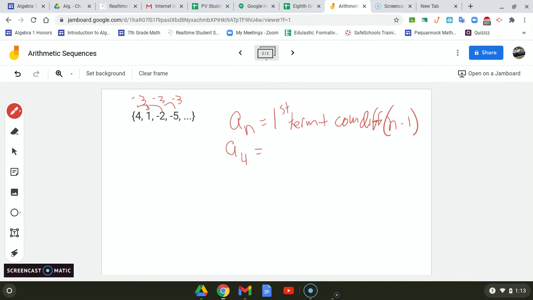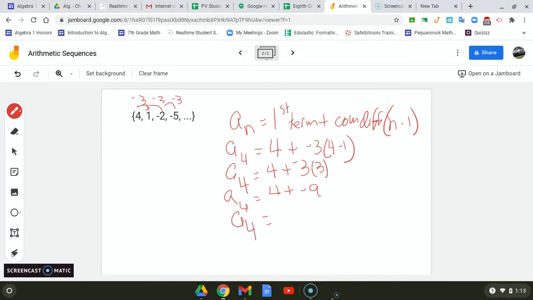So that's going to be the first term plus the common difference, negative 3, times 4 minus 1. So our 4th term is going to be 4 plus negative 3 times 3. So our 4th term is going to be 4 plus negative 9. So that means that our 4th term will be negative 5, which in this case, clearly you can see the 4th term is negative 5. So this is the method that we use in order to be able to find a term. And again, this is called explicit.